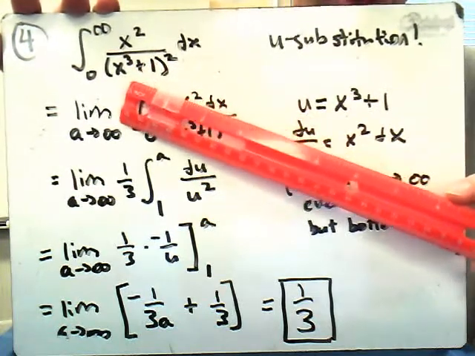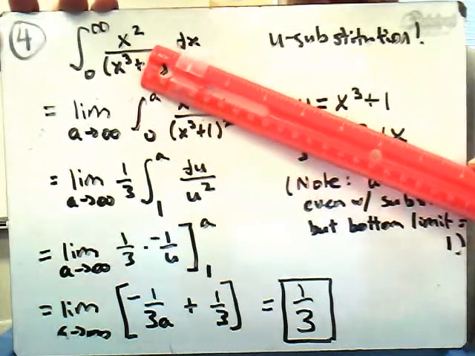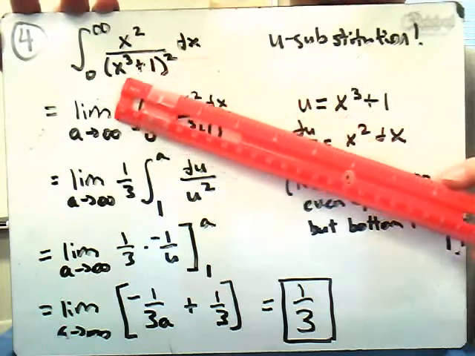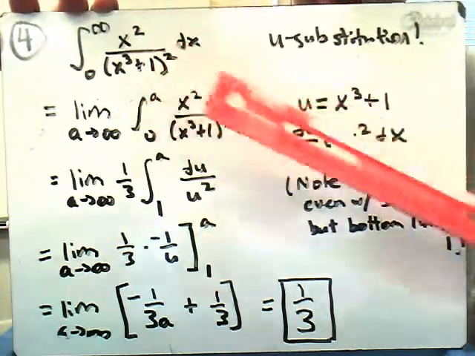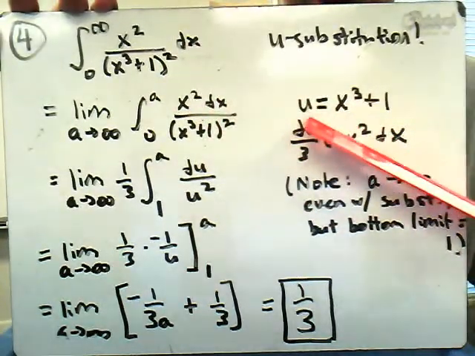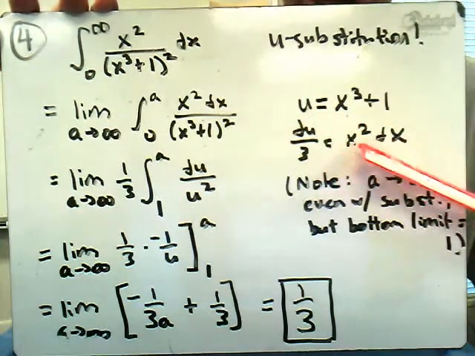In addition, we've got a function whose derivative, or a variation of its derivative, is inside the integral as well. x cubed plus 1's derivative is 3x squared dx, and we can adjust that by a factor if we need to. In fact, that's what we're going to make our u substitution. u is equal to x cubed plus 1, so that du over 3 is x squared dx.